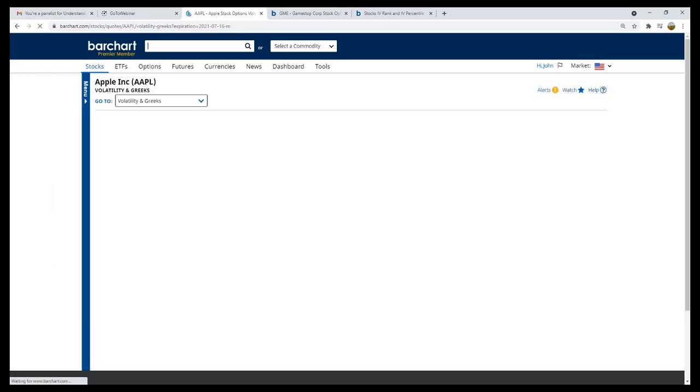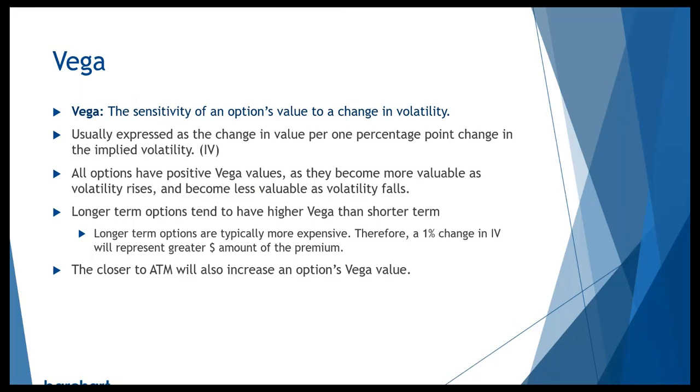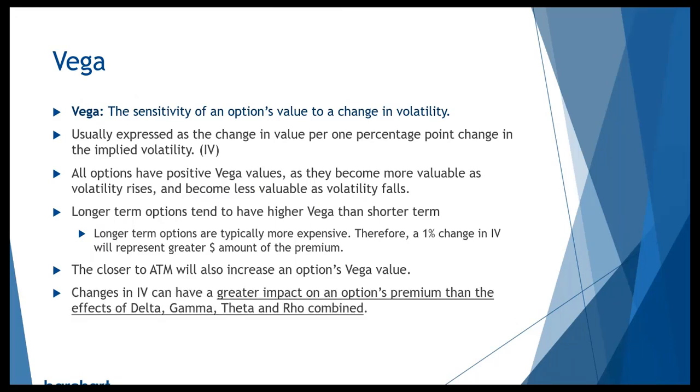So let's look at GameStop. You can see our Vegas here at the money are closer to 21, where in Apple it was a lot less. The other thing we can think about in terms of Vega is that implied volatility will have a greater impact on our option prices than delta, gamma, theta, or even rho combined. And that's an important concept as we move forward.